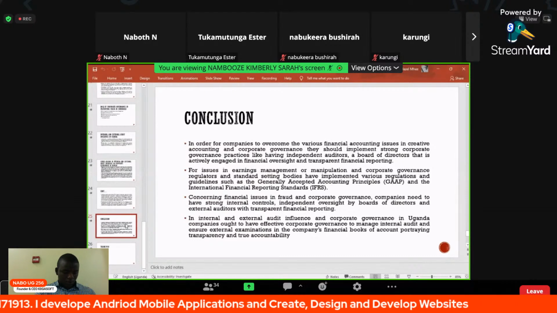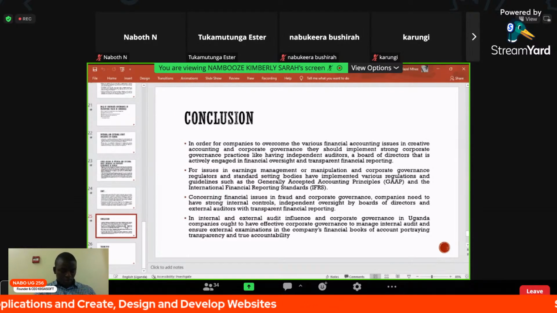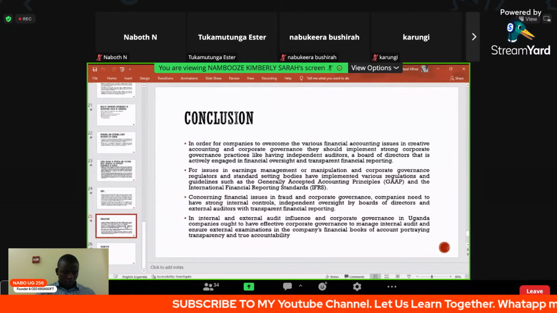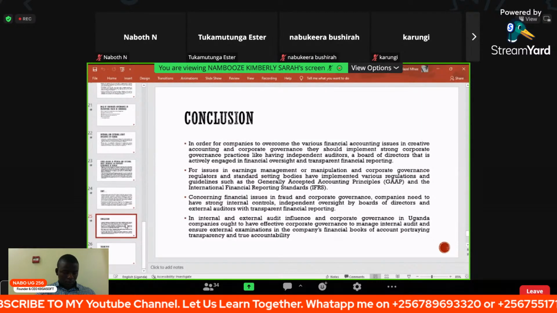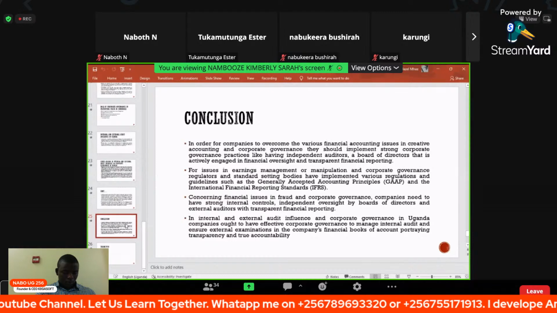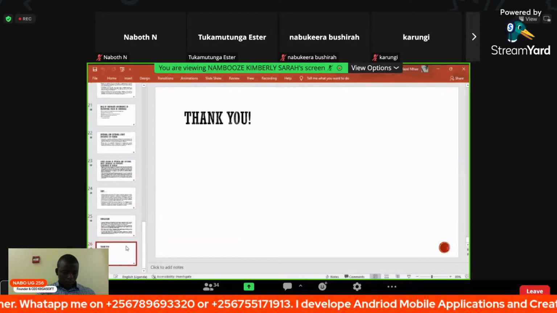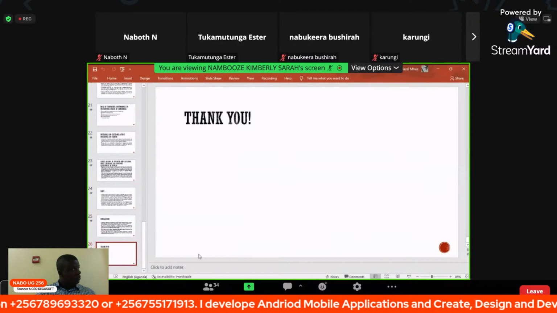So the last conclusion is, on internal and external audit influence and corporate governance in Uganda, companies ought to have effective corporate governance to manage internal audit and ensure external examinations of the company's financial books of account portray transparency and true accountability. Yes, thank you very much. That's all from Team Costa Rica.